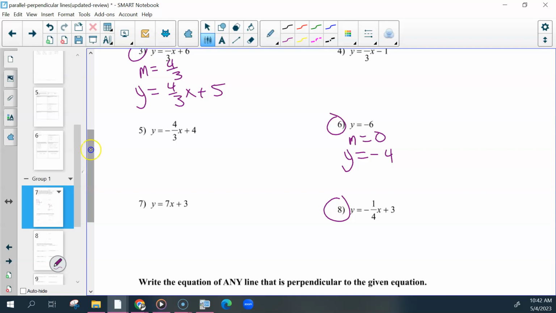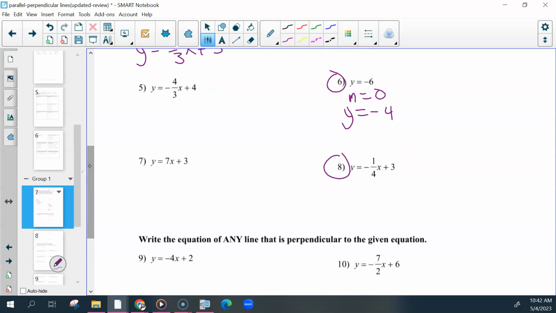Right, and then 8, and then we'll pause for lunch. What would the slope be for this if it's parallel? -1/4. So when we write our equation, y equals -1/4 of x, give me a y-intercept. -3. -3 works. When we come back from lunch, we'll do the next section.